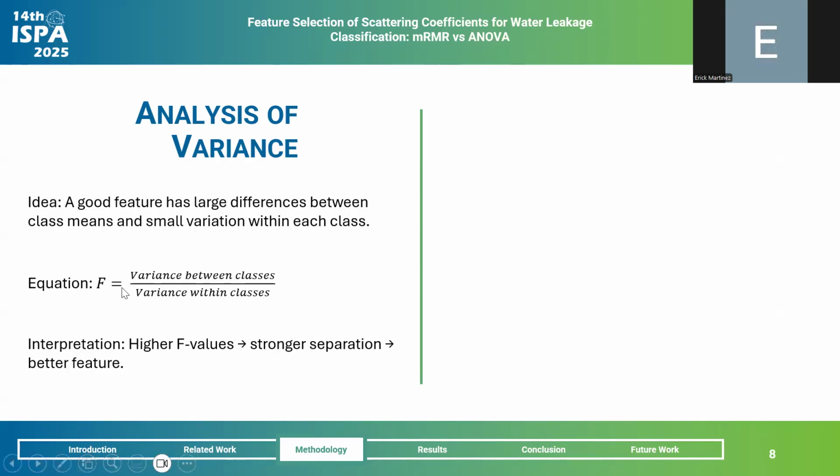In this case, we want to maximize this F score. Higher F values mean a stronger separation, and this also relates to a better feature.